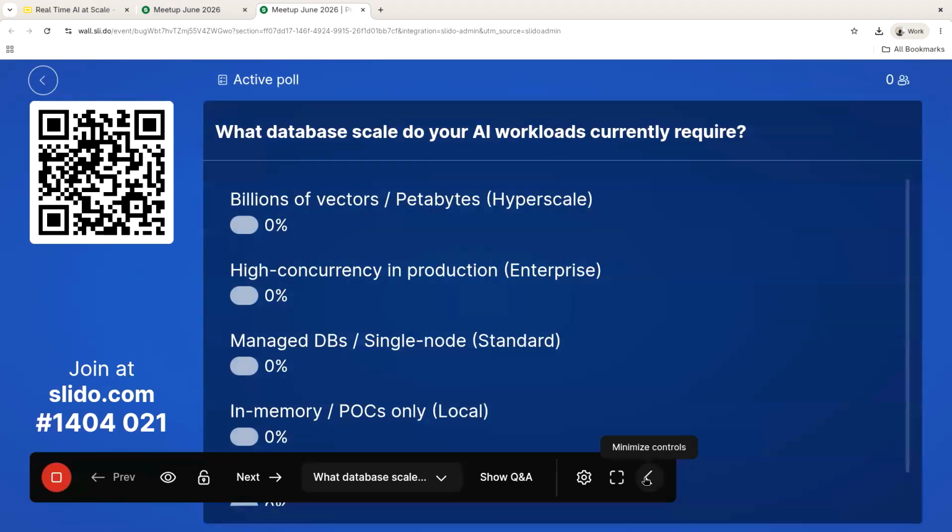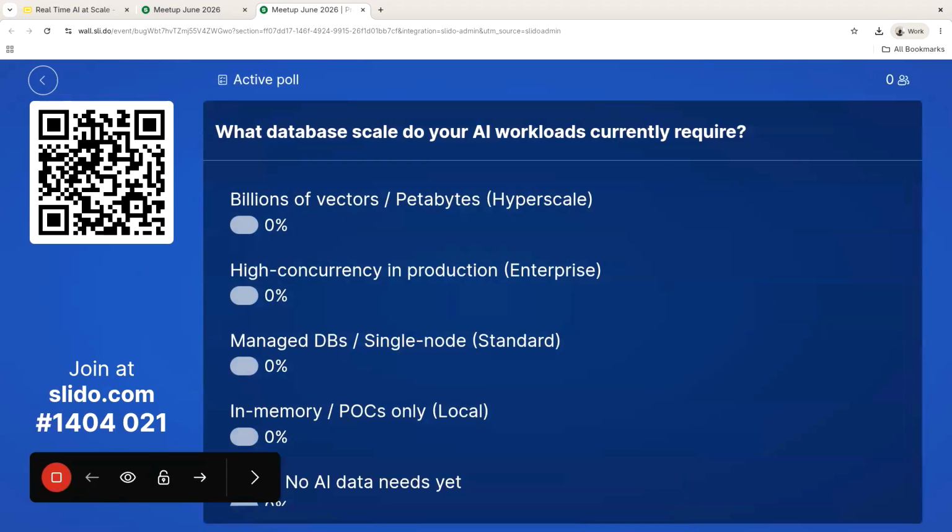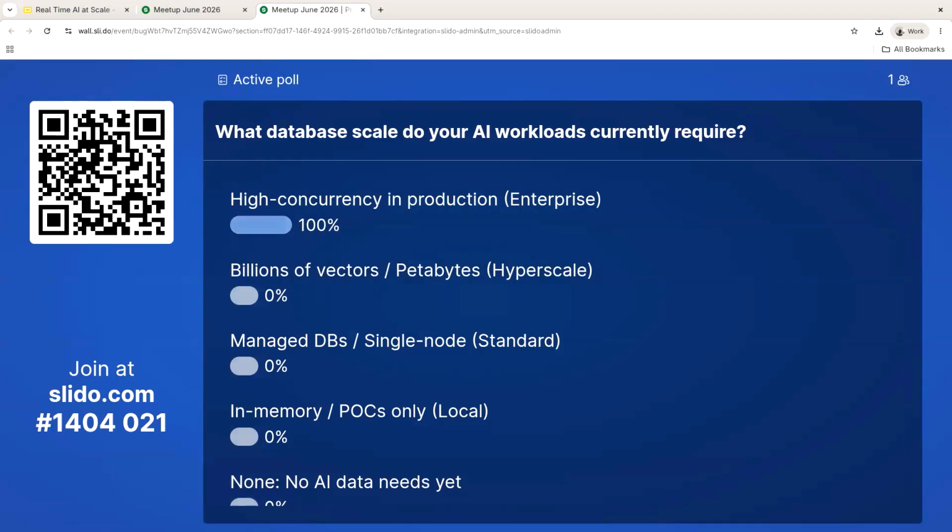And the first question is, what database scale do your AI workloads currently require? So is it billions of vectors, petabytes? Are you using high concurrency in production? Are you using a single node or managed databases? Are you using in-memory or POC only, something local? Or maybe you don't have AI needs just yet and you're just here to learn more.